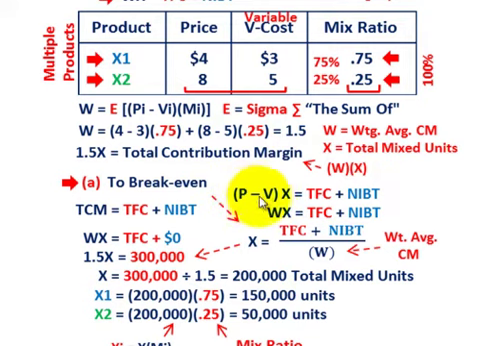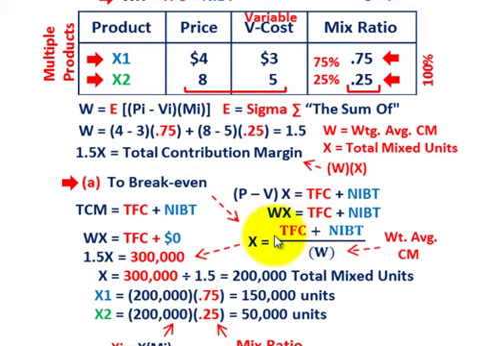So price versus our variable cost just represents our contribution on a per unit basis. That's what we calculated, that average contribution between the different products we have. Price versus variable cost times the number of units that we have to solve for equals our total fixed cost plus net income before taxes. To solve for X, you just divide both sides by W. So you're going to get your total fixed cost plus net income before taxes divided by W, the weighted average contribution margin on a per unit basis.